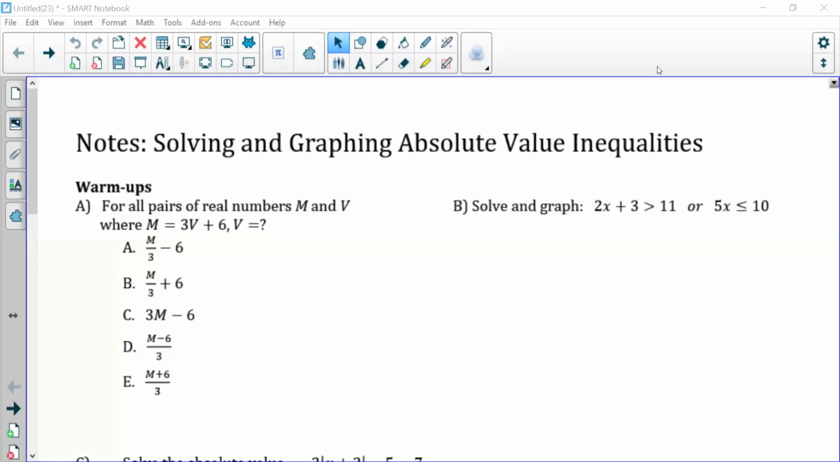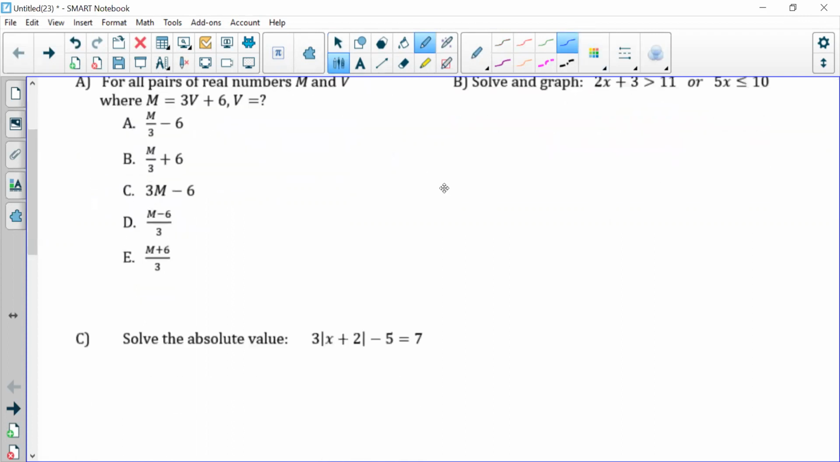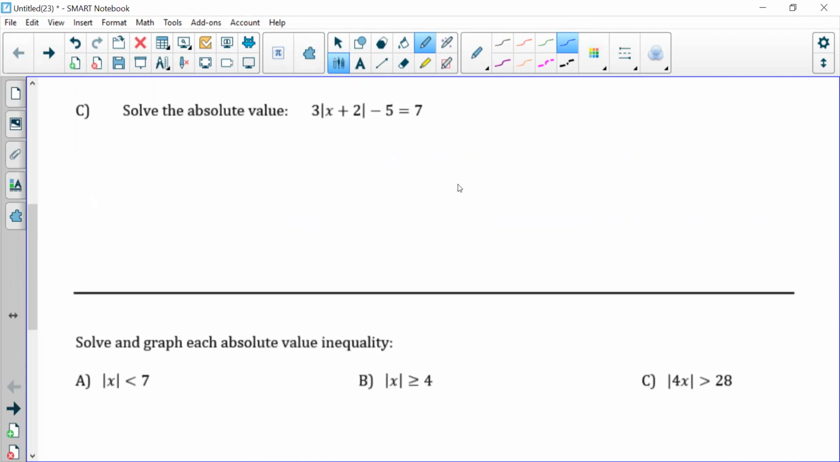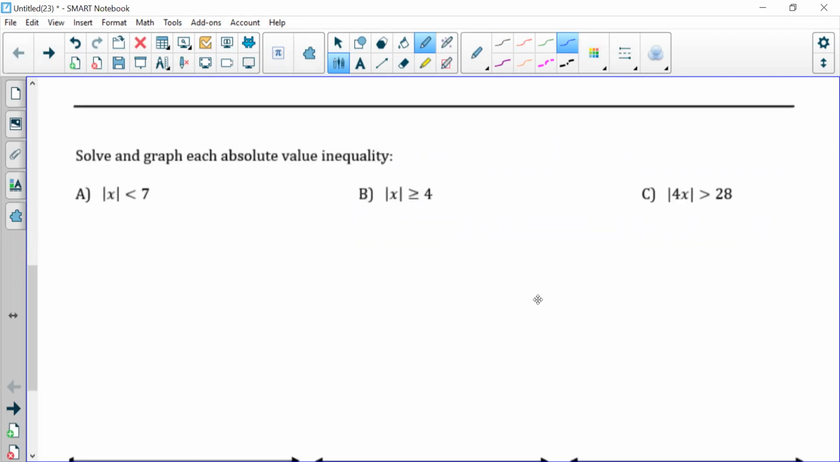Hello, today we're going to work on solving and graphing absolute value inequalities. The last lesson you did was just on solving absolute value equations. Now we're going to do inequalities. All right, so we're going to skip these warm-up questions and just go ahead and get started. Solve and graph each absolute value inequality.